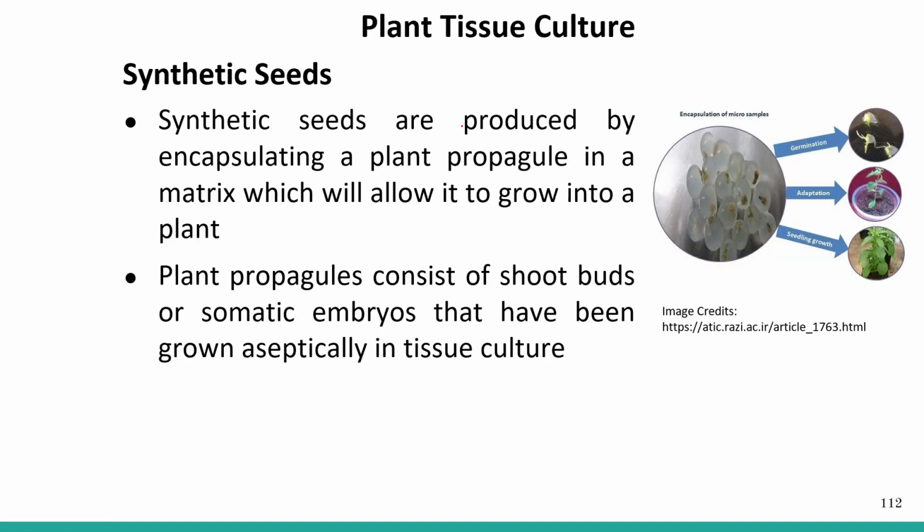So synthetic seeds are produced by encapsulating a plant propagule in a matrix which will allow it to grow into a plant. Okay, so this encapsulating material is a matrix like the natural seed, right? So encapsulation of the micro samples. What are these samples? These samples could be somatic embryos or buds. The plant propagule consists of shoot buds or somatic embryos that have been growing aseptically in tissue culture.